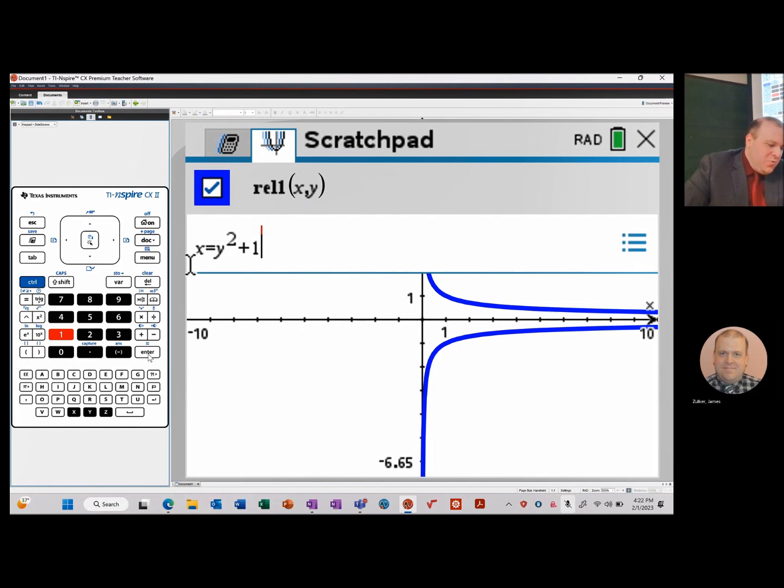Right, graph the relation x equals y squared plus 1. I have to stop saying graph. Technically I'm plotting the relation. So there are two ways you can do this. Obviously, use the relation feature, or if you don't have that feature, you can plot this as y equals x squared plus 1. But then you just have to remember in your mind to flip it 90 degrees.